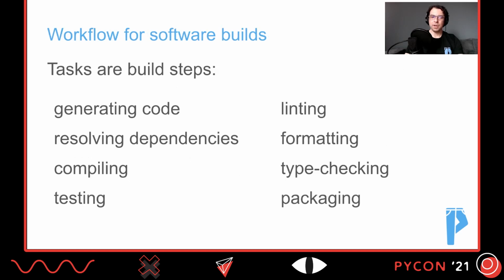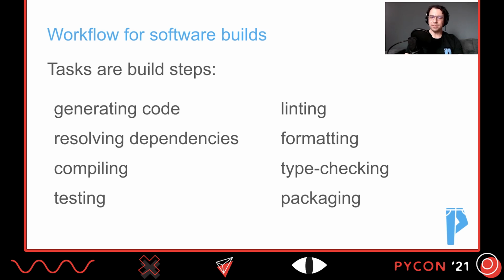Now, when I talk about a workflow for software builds, just to clarify, the tasks are build steps such as running a linter or running tests or compiling code or building a package and so on. You can think of many dozens of examples like that. And it's also all the tasks along the way. So there can be actually hundreds of these little tasks that do various self-contained bits of work in the system.